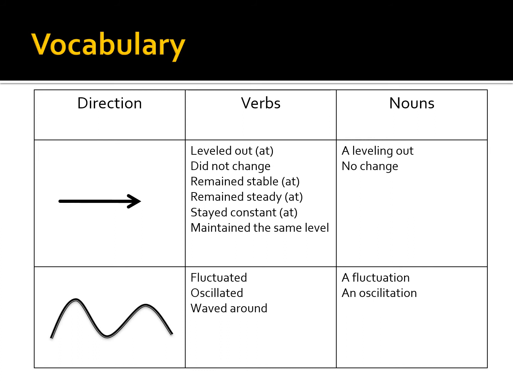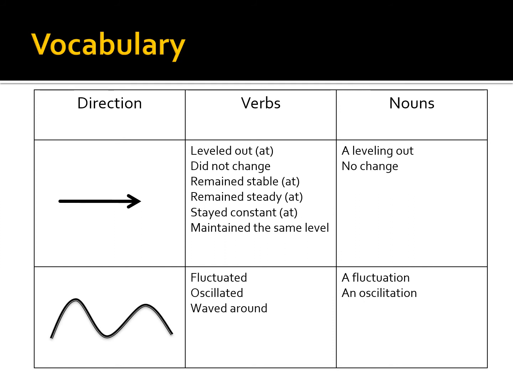If we are talking about a line that remains the same, what are the verb forms that we can use? We can write leveled out at. Leveled out at is generally used when we are saying something remained the same at. We have to talk about the data then. Or we can write did not change. Now did is generally used for past, so we have to change it if it is in present or future. Good? Okay. Remain stable at, remain steady at, stayed constant at, maintain the same level.